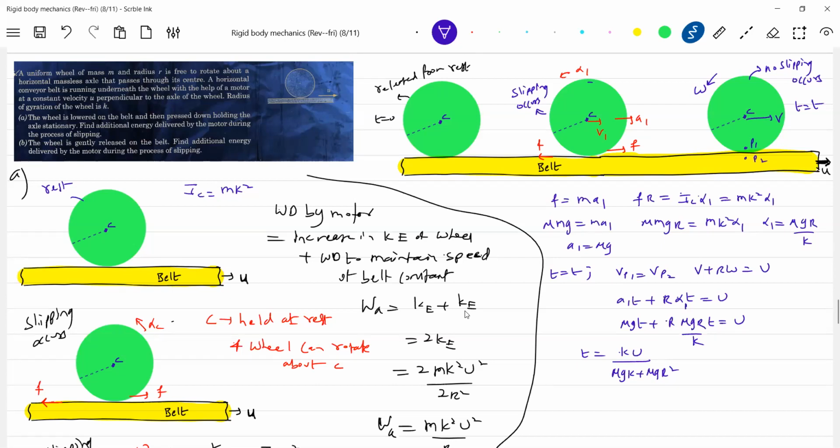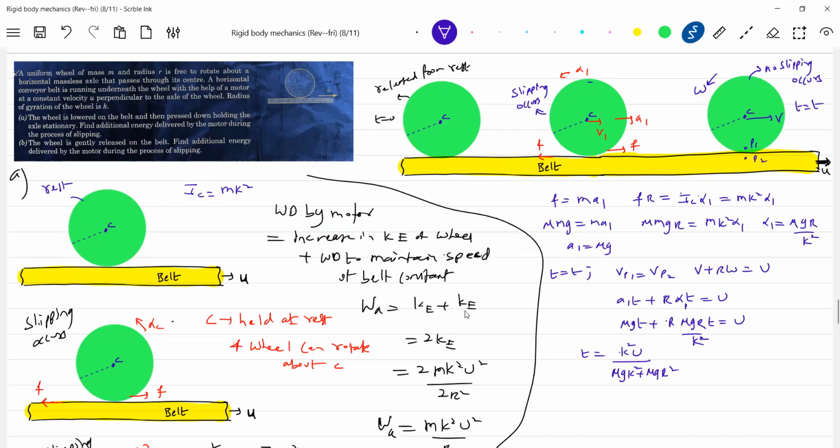No friction will act here. No slipping occurs means friction will vanish at this particular time. So what is the work done by the friction on the disk? Alpha 1 is mu g r by k square.